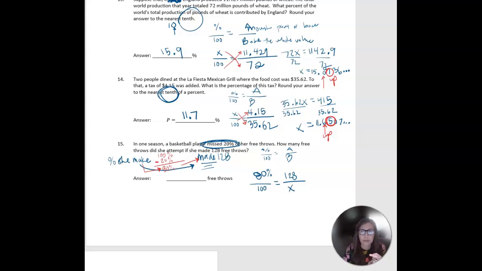Okay, so we will cross multiply here. 80 times x and 100 times 128. So that's going to be 80x equals 12800. Divide both sides by 80. Now we're talking about free throws here, so I'm probably going to get an integer because I can't have half of a free throw. So let's see what we get. 12,800 divided by 80 is 160. So this girl attempted 160 total free throws. That's how many she attempted.